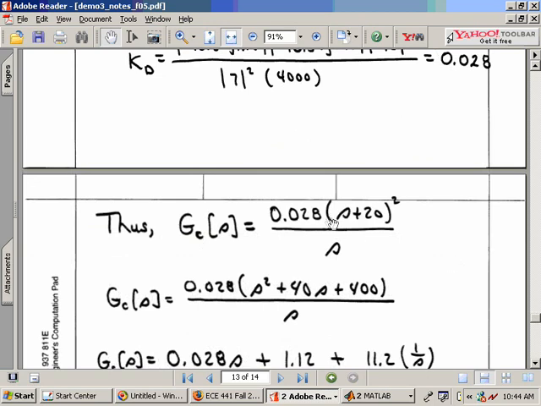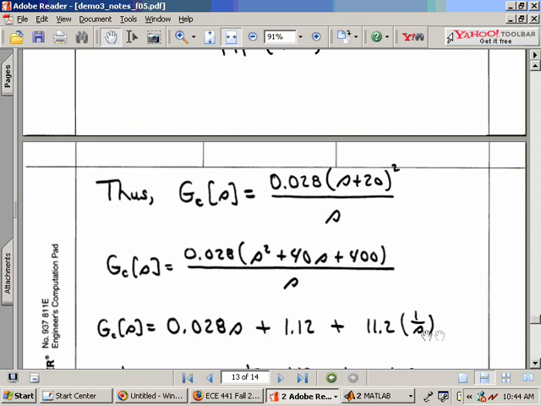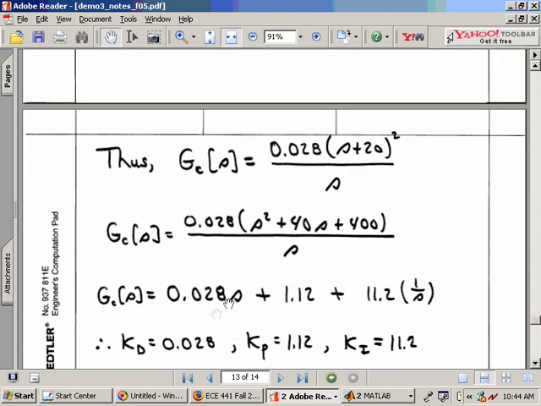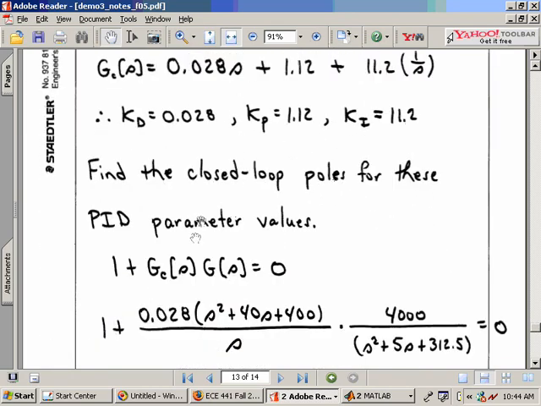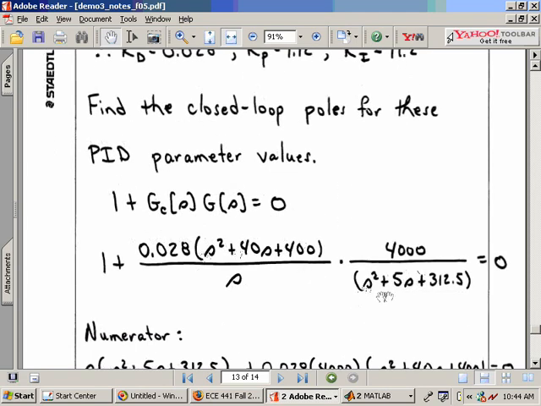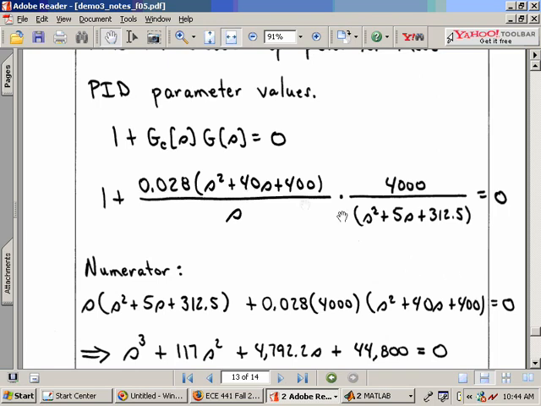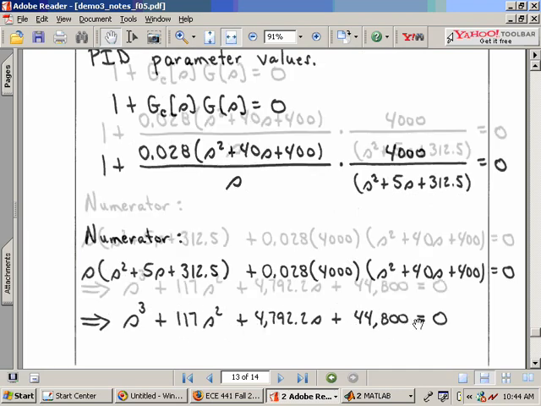That's now determined our PID controller, and if we multiply this out, we actually see that we have a derivative gain of 0.028, a proportional gain of 1.12, and an integral gain of 11.2. With that particular structure, we can now determine from our characteristic equation the closed loop roots to see if those are acceptable. The numerator expression from this formula gives us this cubic.